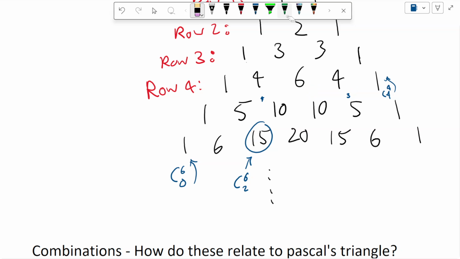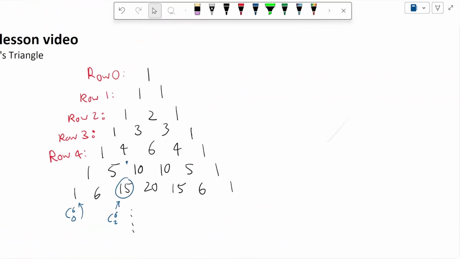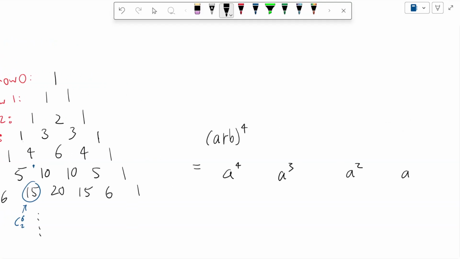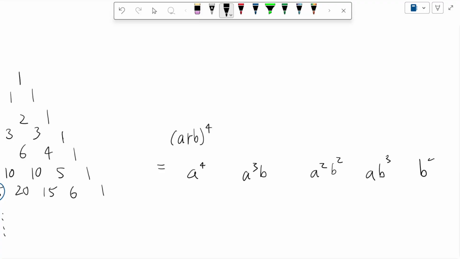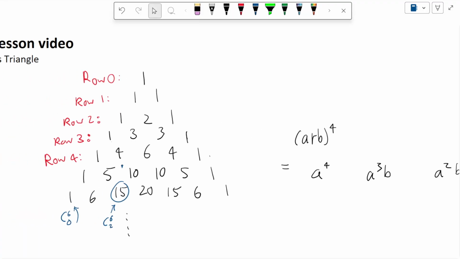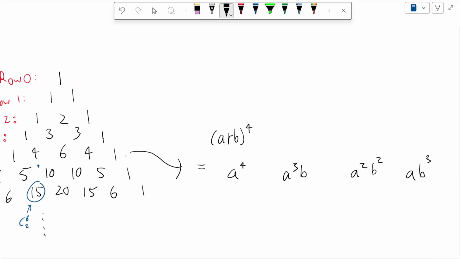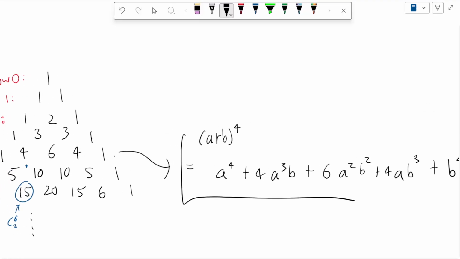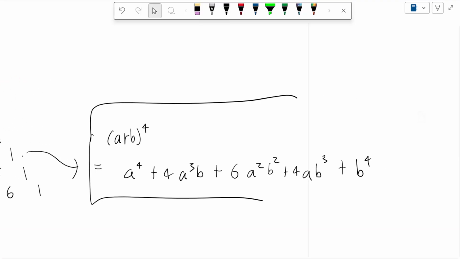Wow, okay. So if we wanted one that we haven't done yet, (a plus b) to the power of 4, I can write this out by dropping my powers of a: a^4, a cubed, a squared, a, and gone. I can raise up my powers of b, so b, b squared, b cubed, and b to the 4. And then the coefficients come out from Pascal's triangle, so 1, 4, 6, 4, 1. So 1 lot of a^4, 4 lots of that, 6 lots of that, 4 lots of that, and 1 lot of b^4. And that's the full expansion of (a plus b) to the 4. No working out. There it is. Done.